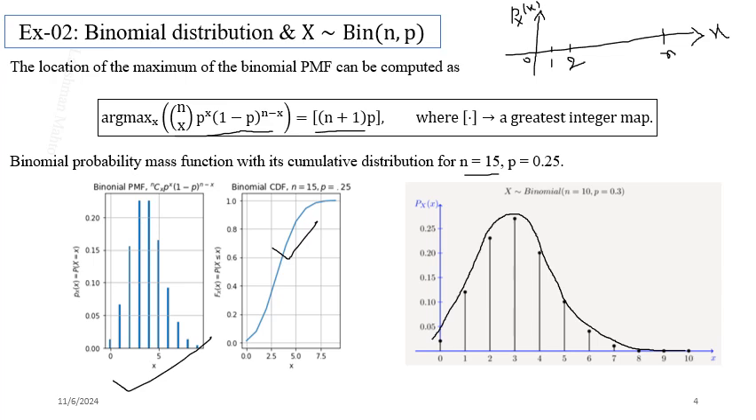See here, there is a right tail. On the right side you observe the tail; the left side tail is smaller. Why is the right tail there? Because p is less than 0.5. If p is greater than 0.5, then something else will come.